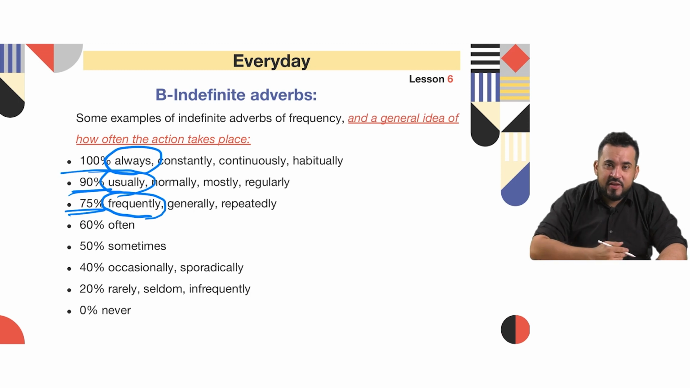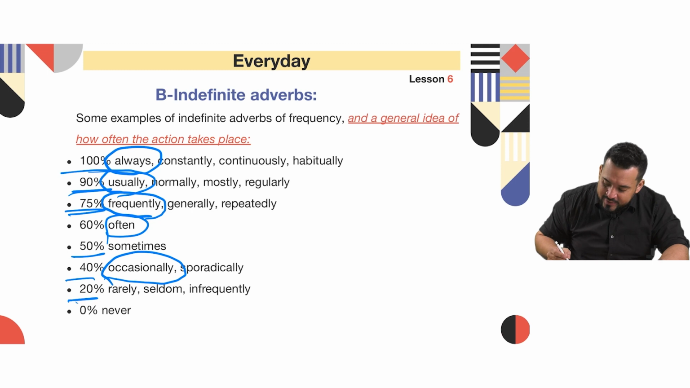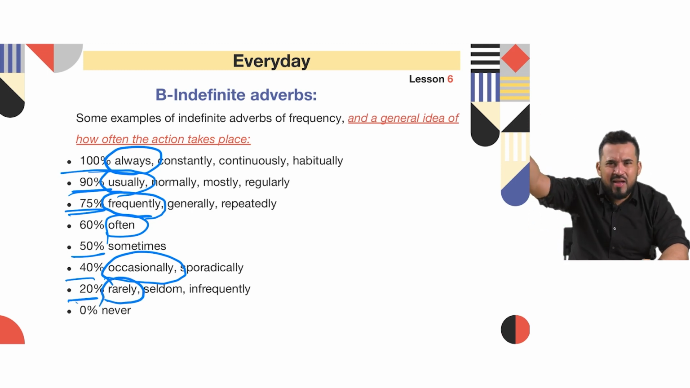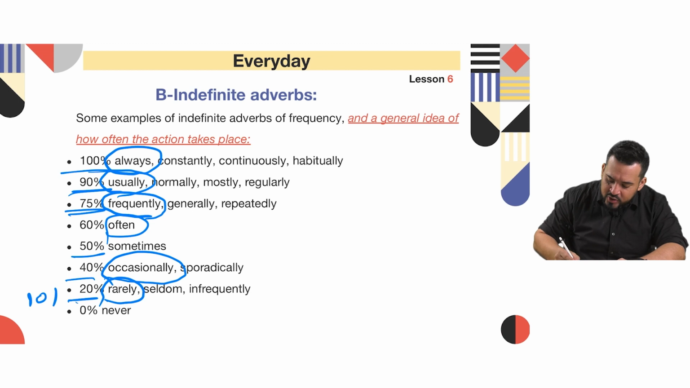That means 70%, 75% of the time. Frequently. 60% is often. 50% sometimes. 40% occasionally, 20% rarely. Rarely means every now and then, not always. Like, only 20%. Could be even as low as 10%. So this is like 10 to 20%.